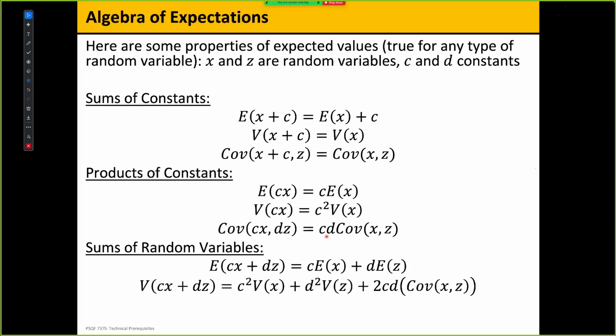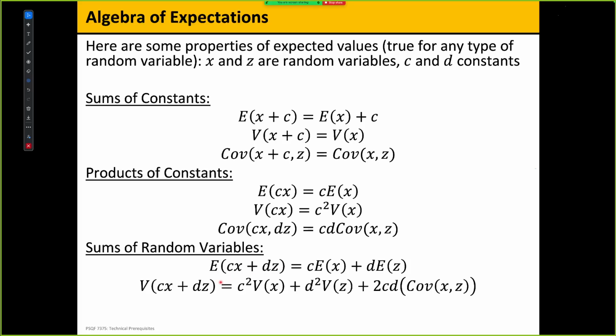Cool. Finally, sums of random variables. If I have a random variable x and a random variable z, and I multiply x by c and I multiply z by d, and sum them together, this linear combination has a mean that is c times the mean of x plus d times the mean of z. You can see where we're going here for regression now. This is like saying beta 1 times x plus beta 2 times z, something like that.